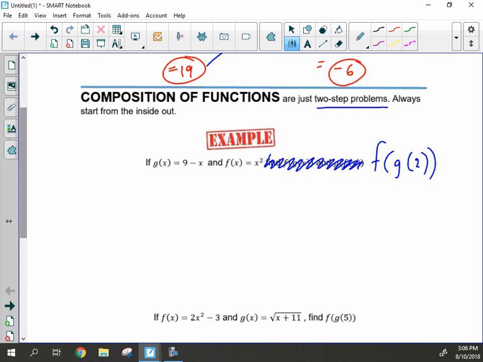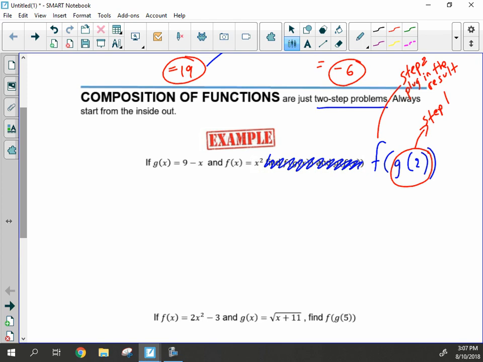So this is a two-step problem. And when we do this, we have to start from the problem that's on the inside. So this is step 1. Step 1 is plug in G of 2. Once you find the answer, you're going to take that answer and plug it into the F problem. So step 2 is plug in the result, which is essentially what you did in the bell work.